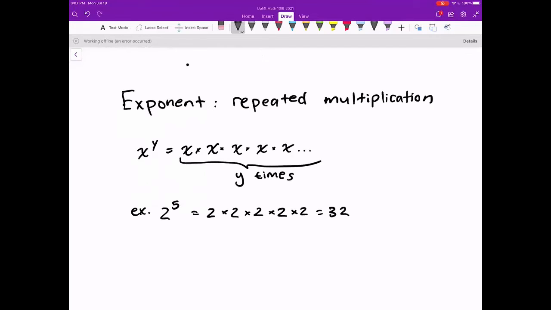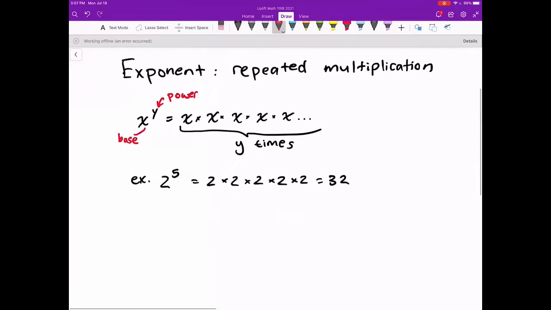So when we look back at the general form for an exponent, the x is called the base and the y is called the power, and the whole unit in itself is called the exponent. But do note that when we are saying it in words, we don't say x exponent y. What we say is x to the power of y.